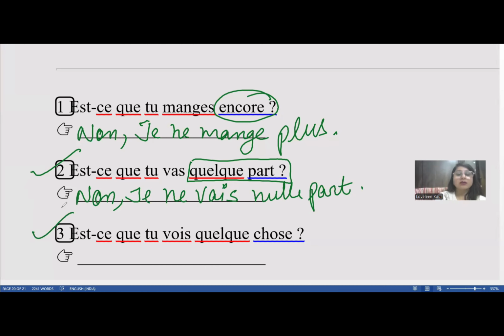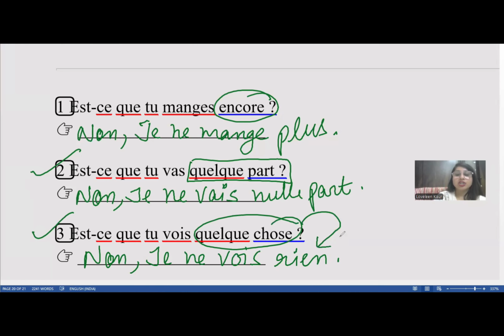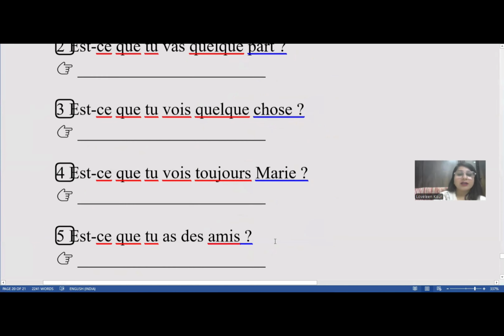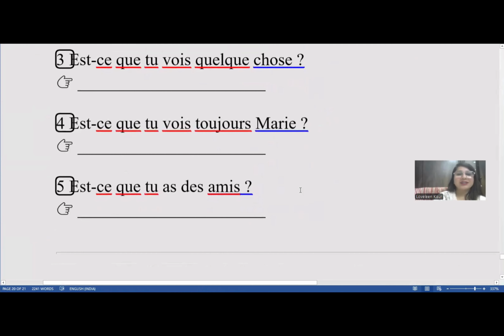Now, troisième. Est-ce que tu vois quelque chose? Do you see something? You say, no. Je ne vois rien. No, I don't see anything. Quelque chose means something, and it will change to rien. Right? Done? It's easy, c'est facile. Now let's do these two.